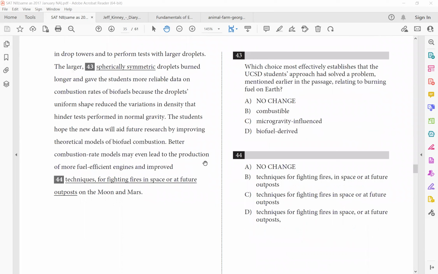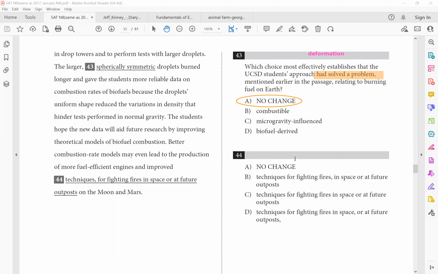If we go to 43, which choice most effectively establishes that the UCSD students' approach had solved a problem? You have to go back to the previous problem, which was deformation. It's not round, so solving the problem would make it round, and that is A, spherically symmetric. It's very important for you to write down problem and solution in these passages so you can go back to that very quickly.